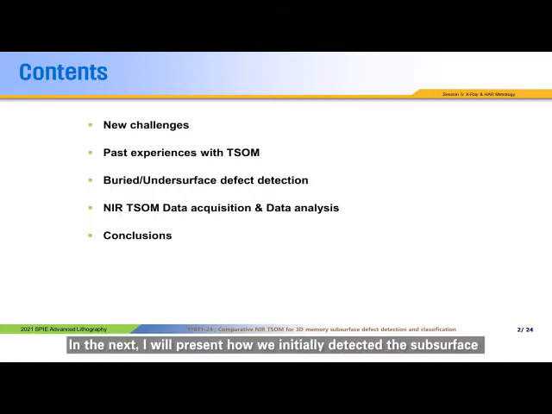In the next, I will present how we initially detected the subsurface defects with a near-infrared inspection tool, followed by TSUM data analysis of some sample defects, which gave us new understanding of subsurface defect properties.